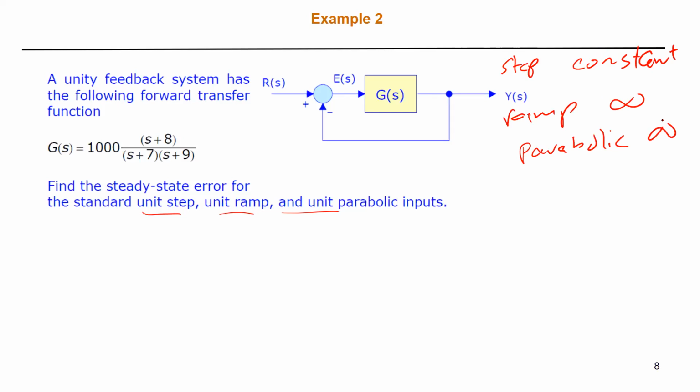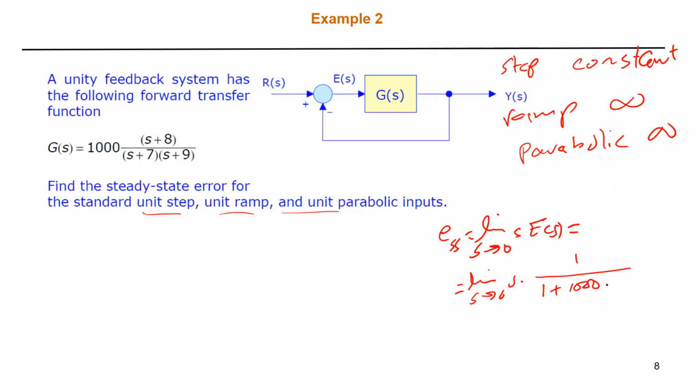Infinity. Before we, oh, infinity also. If our answer is different from this one, we made a mistake. So let's find out. E of S equals the limit as S goes to 0 of S times E of S, which is equal to the limit as S goes to 0 of S times 1 over 1 plus 1,000 S plus 8 S plus 7 S plus 9, multiplied by R of S.